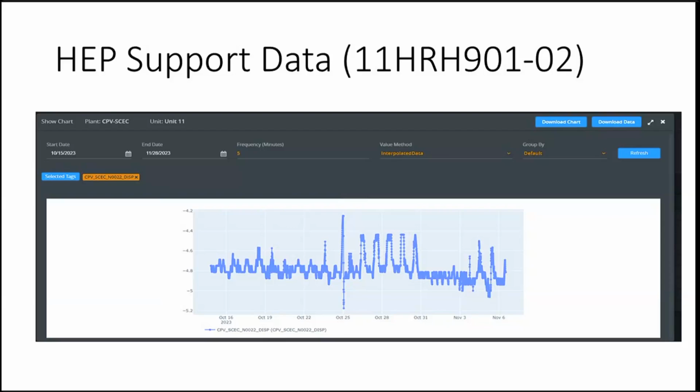And this is the kind of data. You can download the data in the upper right into an Excel spreadsheet and compare it against load, pipe temperature, etc., whatever you prefer.